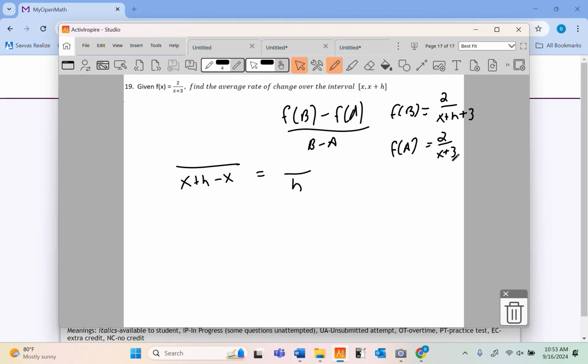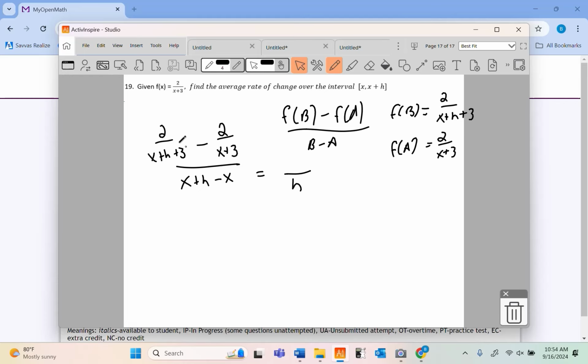So the top part of this fraction becomes 2 over x plus h plus 3, take away 2 over x plus 3. And that's the part you're going to have to work with. And it's not necessarily going to be pretty. To some degree, this is kind of like cross multiplication, but it's not quite the same. I'm really surprised this one is so ugly, but it is. Anyways, nothing I can do about the ugliness.